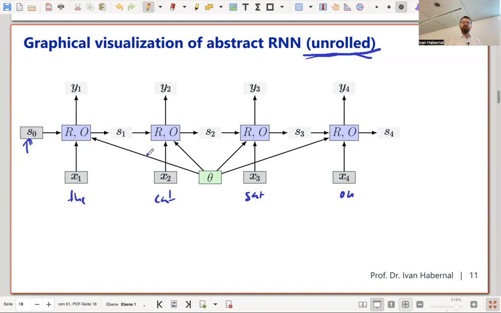Why are these parameters tied to all of them? What does it mean? So how many parameter nodes are we having for the whole thing? We're just having one. There is one set of parameters, and they are somehow tied to each of these functions. So what does it mean?